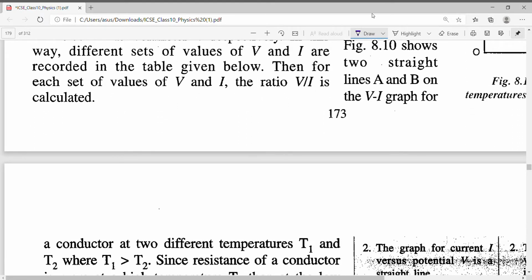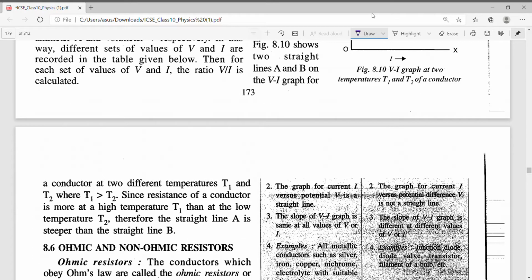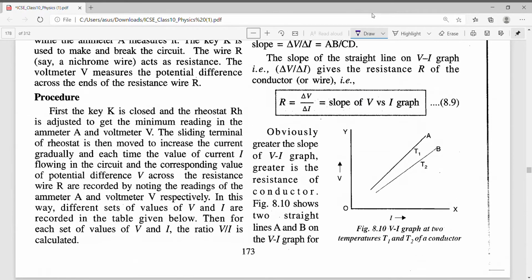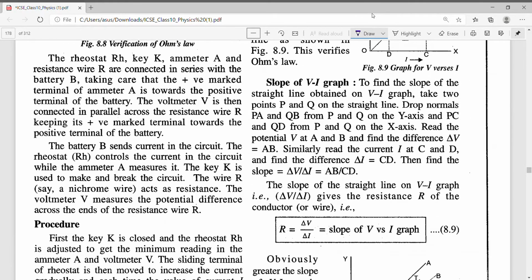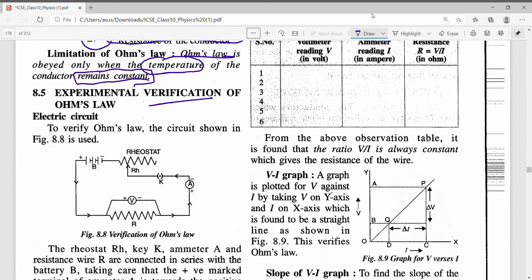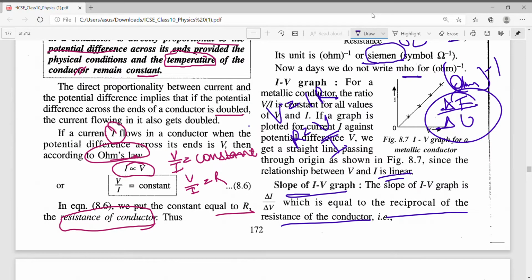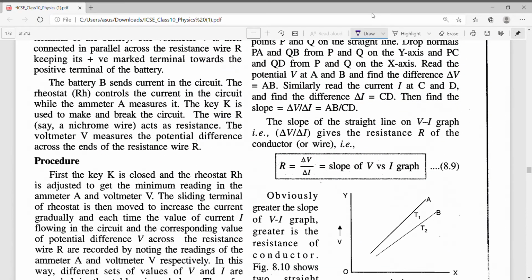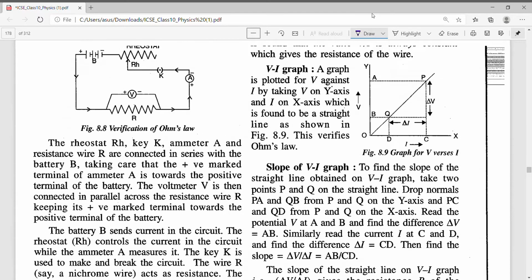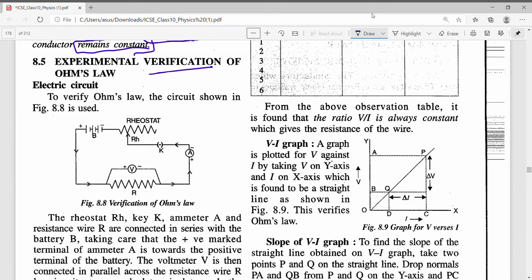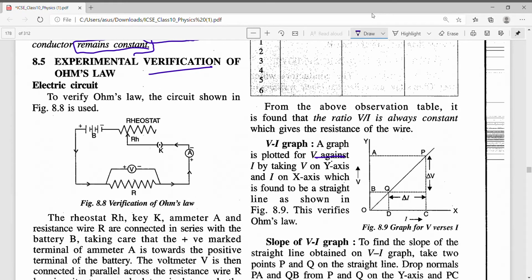So let me just zoom it out. Yeah. So something is explained here. Slope of VI graph. First we did what? Which graph did we do? IV graph. Now we are doing the VI graph. Yeah, this is the VI graph. So the graph is plotted for V against I, taking V on the y-axis. Earlier I was on the y-axis, but now what is on the y-axis? V is on the y-axis.